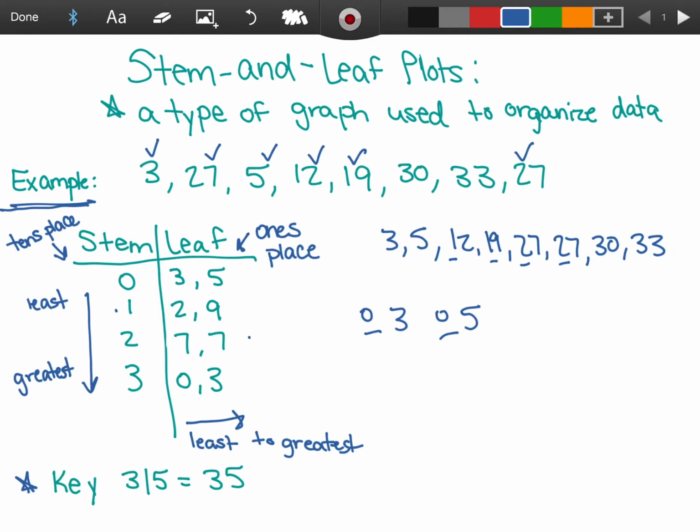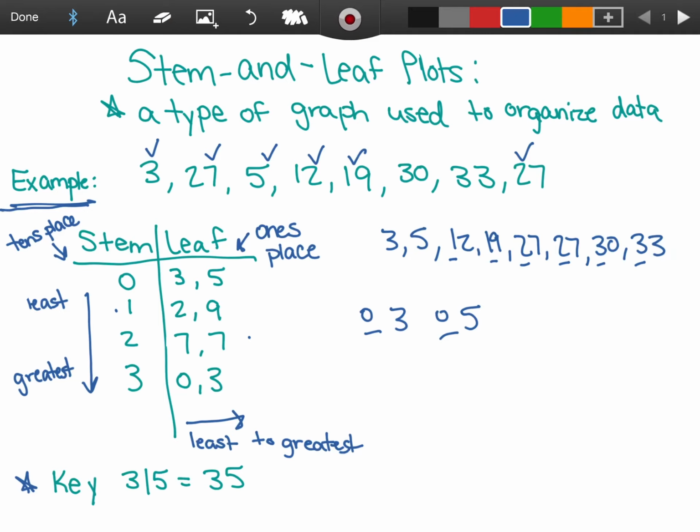Okay. Now look at 30 and 33. Both of your tens place in those numbers is 3. So 3 is your stem. 0 and 3 are your leaf because those are your ones place.